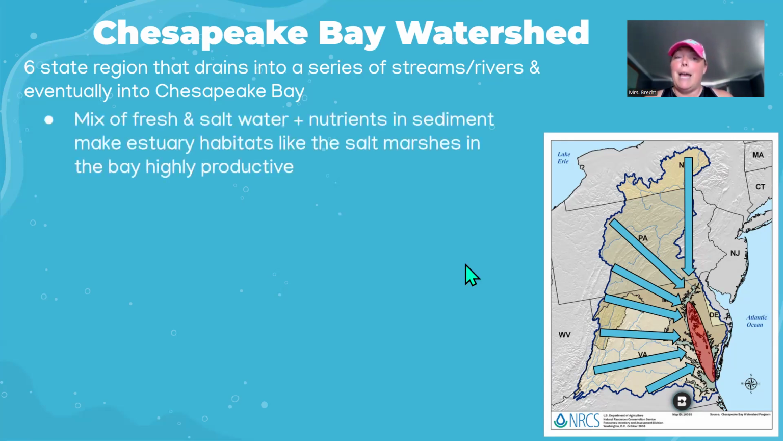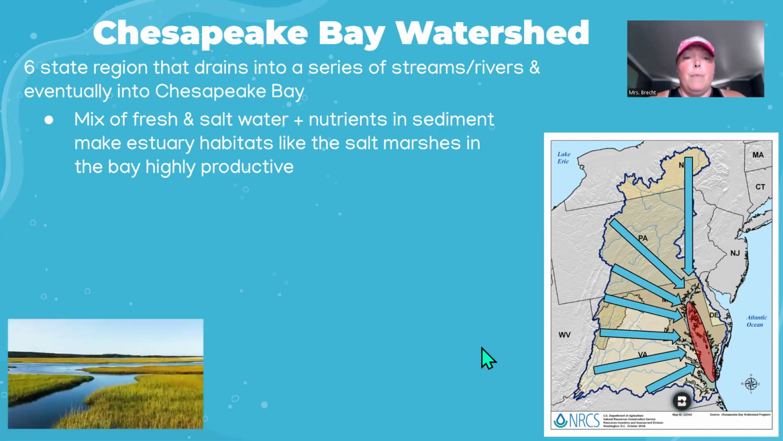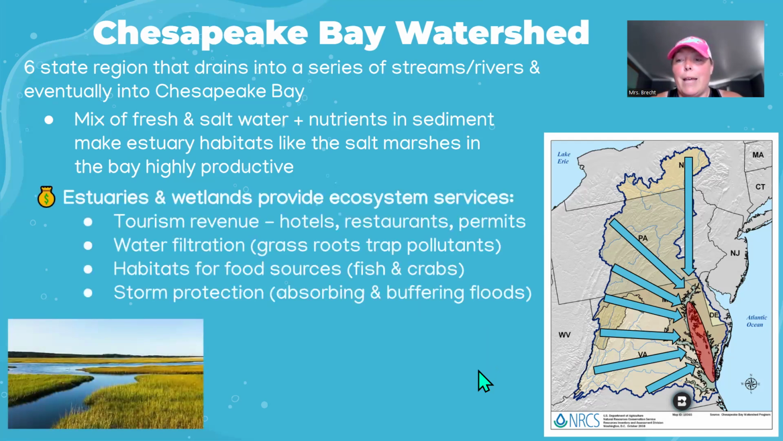The Chesapeake Bay creates a mix of fresh and salt water, and it's high in nutrients and sediment that make it what we call a salt marsh. The water is what we call brackish. So that means a little bit salty, a little bit fresh. It's highly productive, meaning it's very good for fish. It's very good for birds. It's very good for invertebrates. All of those things make the bay highly productive. We have lots of marshes and wetlands surrounding the Chesapeake Bay.